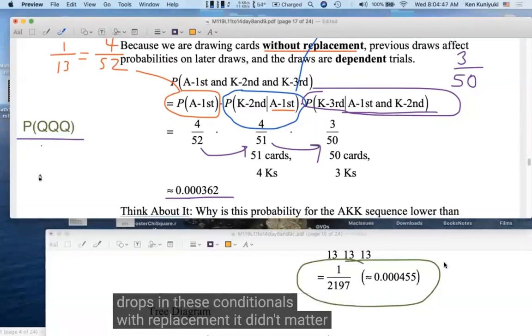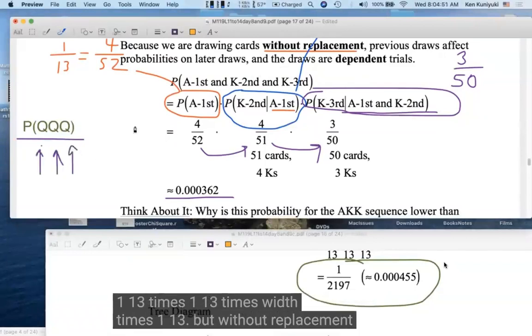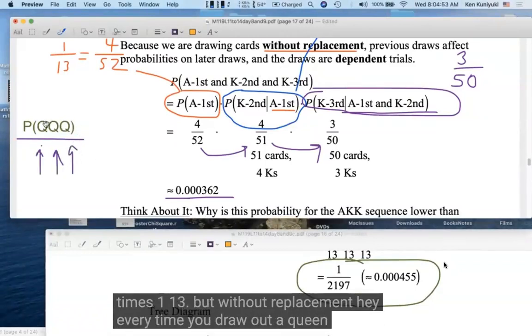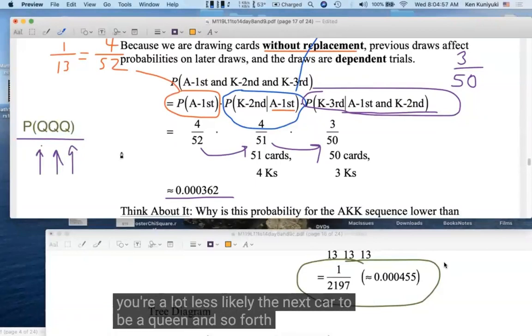With replacement, it didn't matter. It was 1/13 times 1/13 times 1/13. But without replacement, every time you draw out a queen, you're a lot less likely for the next card to be a queen, and so forth.